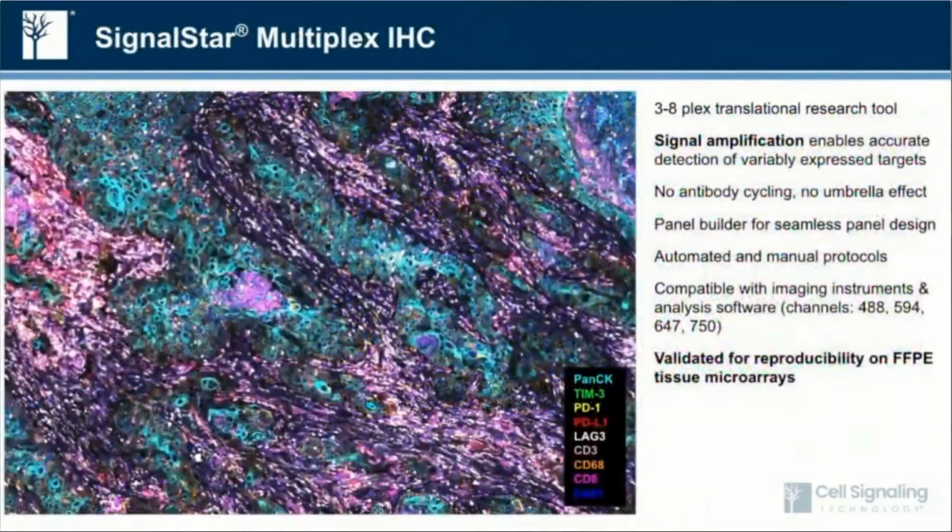So in summary, again, SignalStar is a 3 to 8-plex translational tool. However, we've collaborated with many scientists now to showcase that although the 3 to 8 plex is a fully validated solution that can be used following the protocol that is provided for SignalStar, if they combine multiple kits and get a little experimental with it, they're able to get up to 16 and even 24 plex. We have posters available on our website demonstrating this with our collaborators.